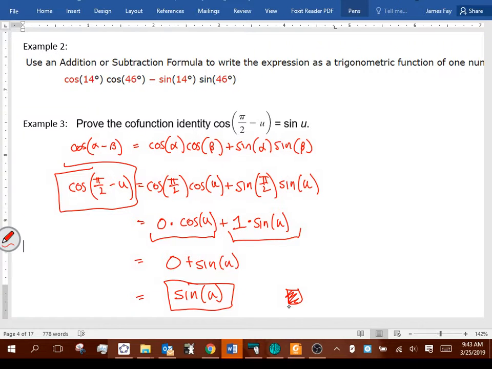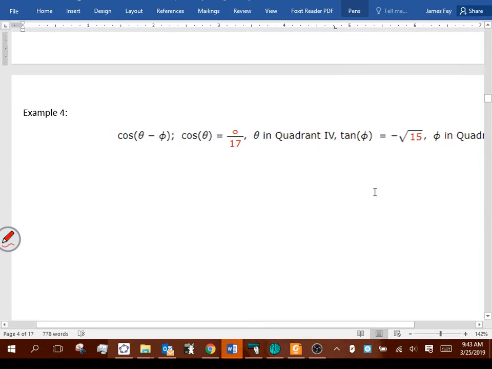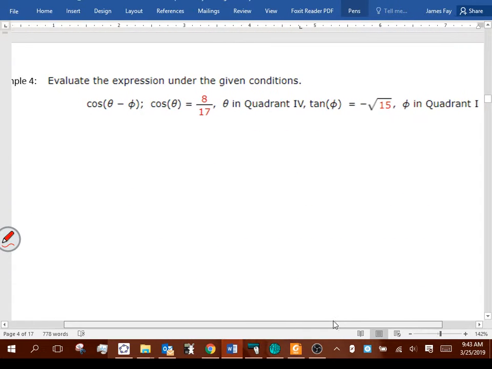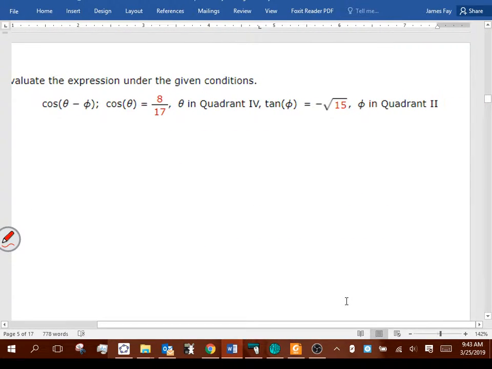So, okay, the next one. This for some reason is a question that trips people up all the time. You're going to see it on this test. You're going to see it on the final.